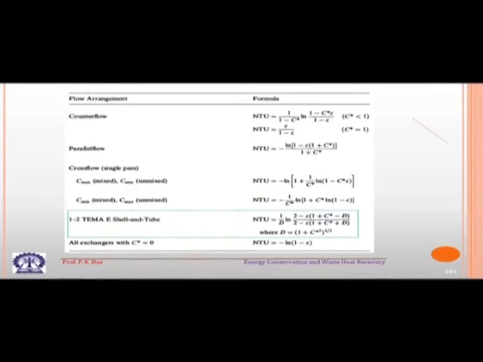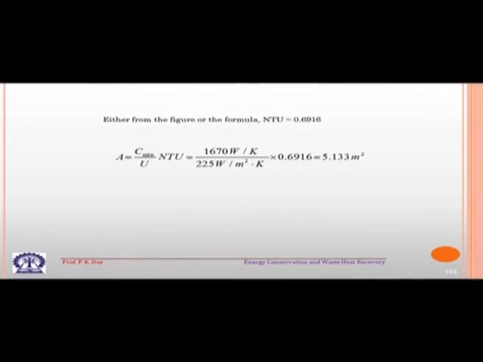Any one of these you can adopt, and then NTU, if you calculate, it is 0.6916, and area, from the NTU relationship, NTU is related to area by this particular formula. A is equal to C min NTU divided by U. We know all these values. C min, we know the value of NTU, we know the value of the overall heat transfer coefficient. So, we are getting 5.133 meter square. That is the area of the heat exchanger.